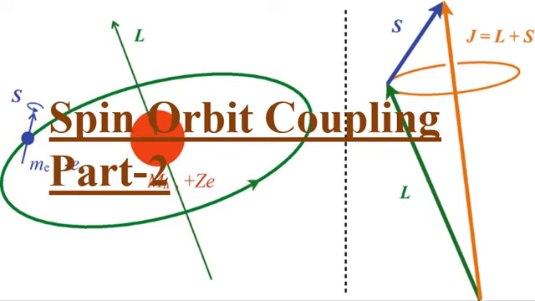Dear students, in this lecture we will continue with the spin-orbit coupling. In our previous video we calculated the spin-orbit coupling term and Hamiltonian. Now we will apply perturbation theory to find out the energy corrections due to spin-orbit coupling. So now we continue with it.